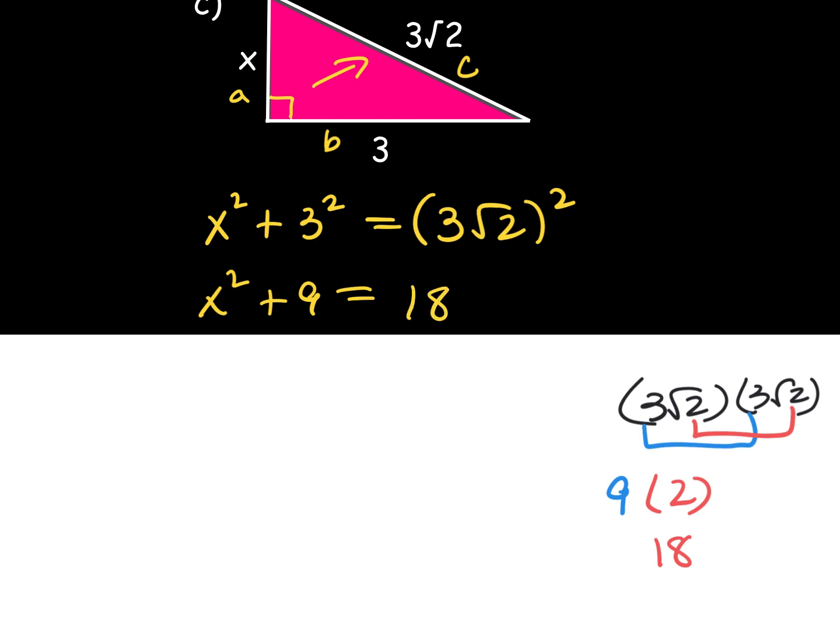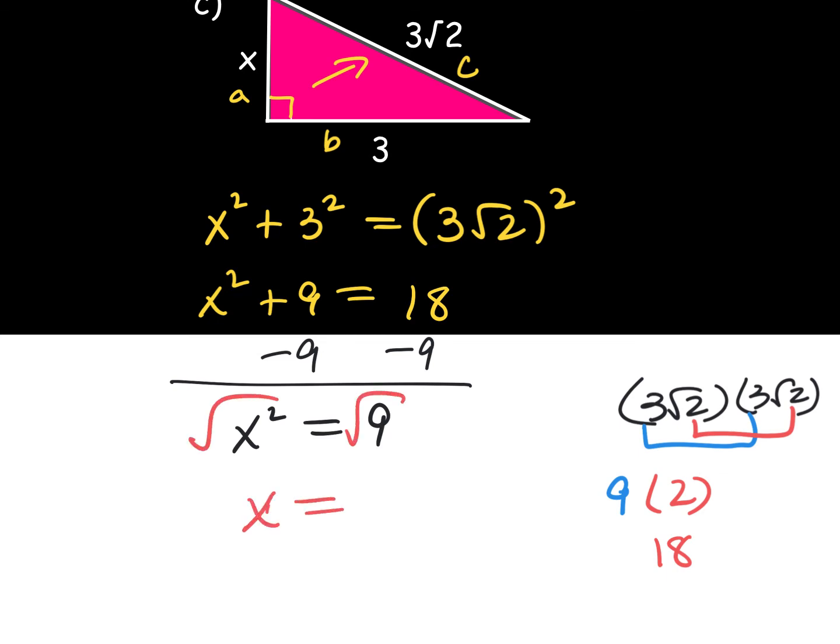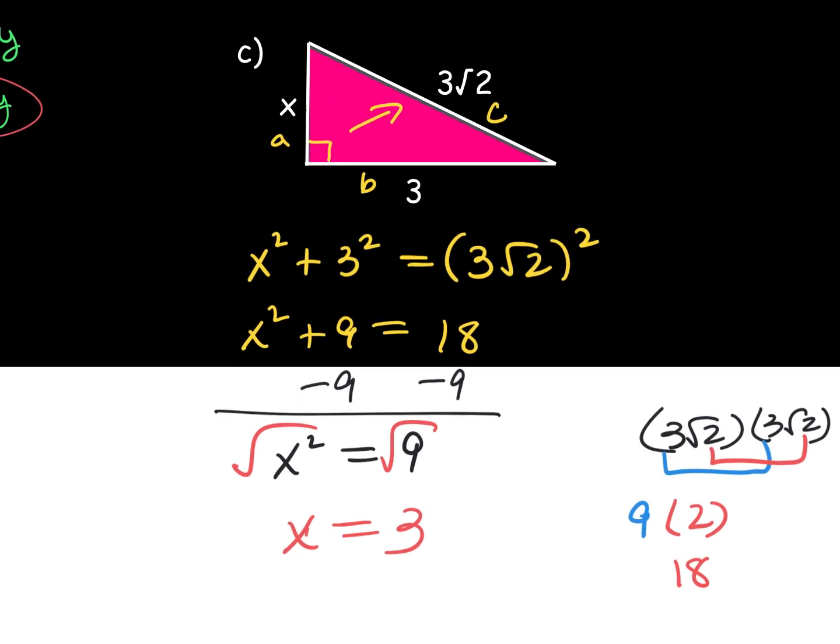And now I need to solve for x squared. So I'm going to subtract 9 from both sides. X squared equals 9. Square root both sides. And x equals 3. And just like Lori said, it's a 45, 45, 90. And when that occurs, both legs are always the same number. So both of these are 3's.